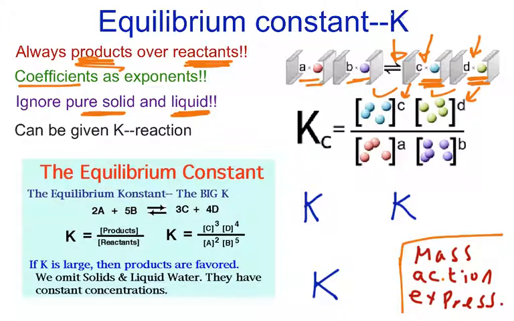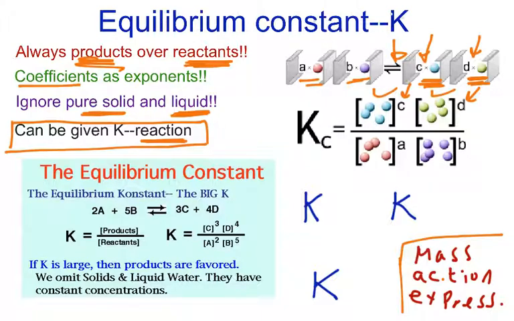Now, in terms of questions on the test or quizzes, you can also be given a K value or K expression and asked what reaction it came from. So once you can do one, you can do the other. Today we're just going to look at how to set up the expression, and afterwards, on the test or quiz, you should be able to figure out which reaction it came from.